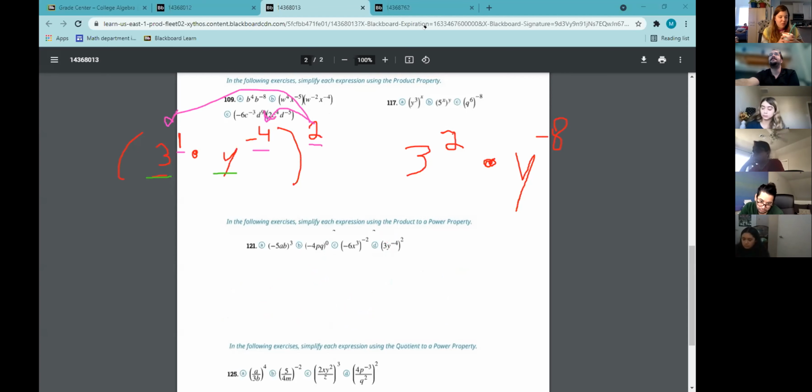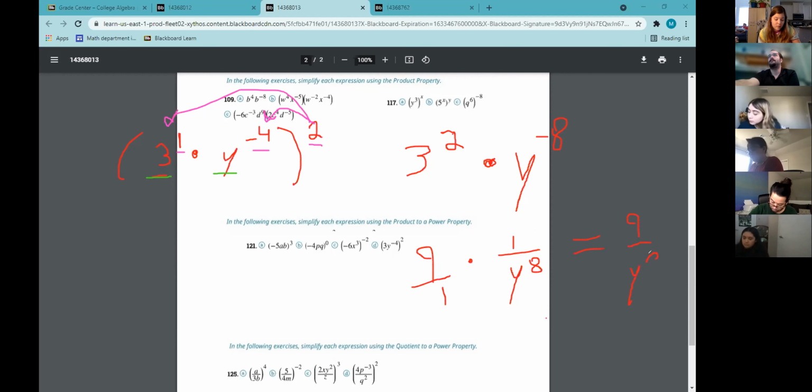And then it comes directly 9 times y to the -8. Yeah, so 3 squared is 9. Y to the -8 we talked about was the 1 over y to the 8. So basically what this is telling me is that 9 is going on top, and that y to the -8 is going on the bottom. Yes, so it's going to be 9 over y to the 8. Yep, it's automatically okay.